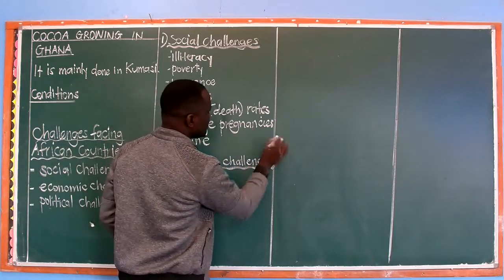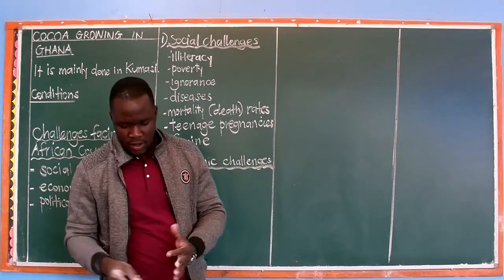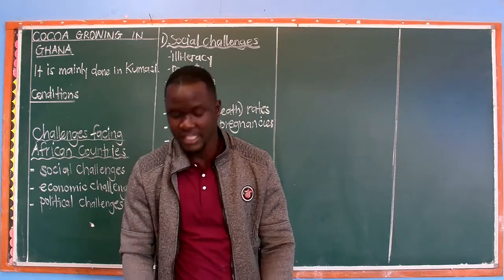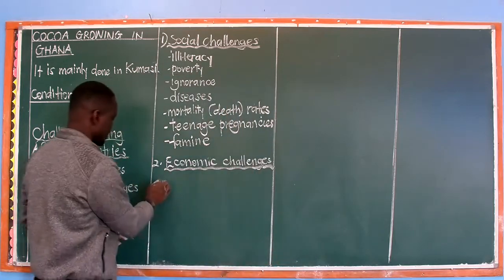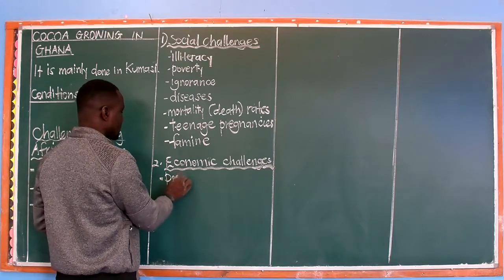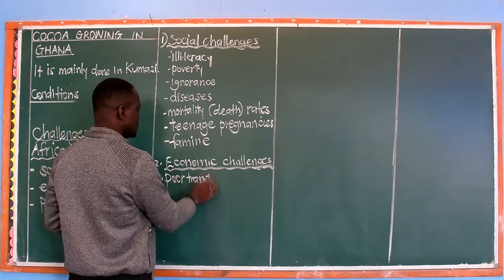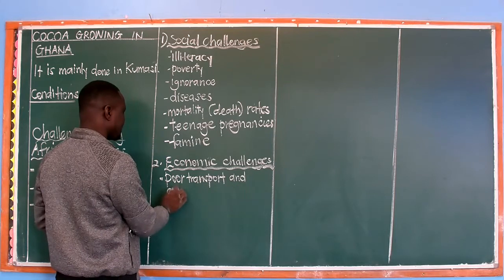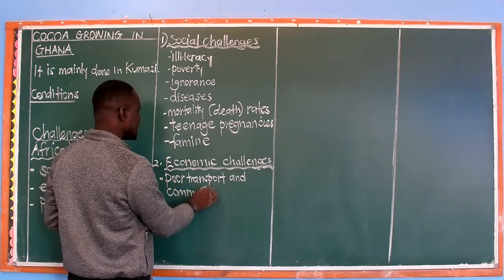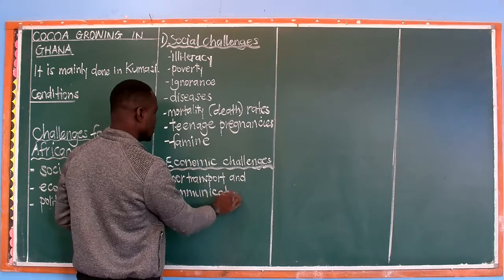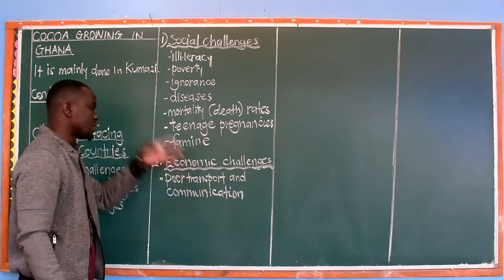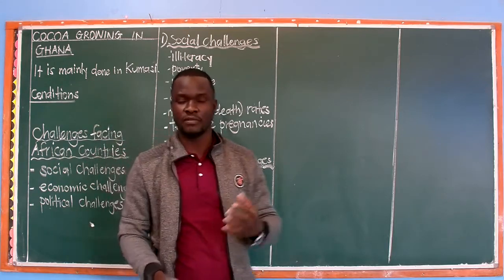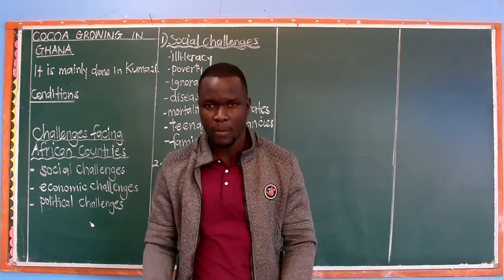Now, in the economic challenges, number one, we are looking at economic development. Poor transport and communication. The two move together in that after communicating, people get on the road to move. So poor transport and communication bars the movement, or makes the movement of people or goods impossible.